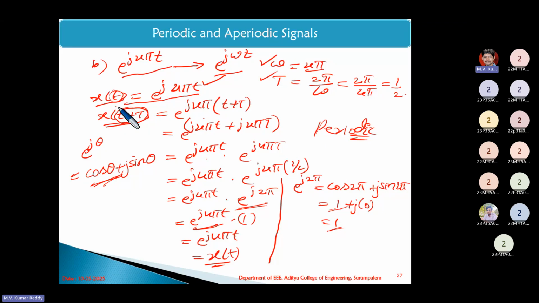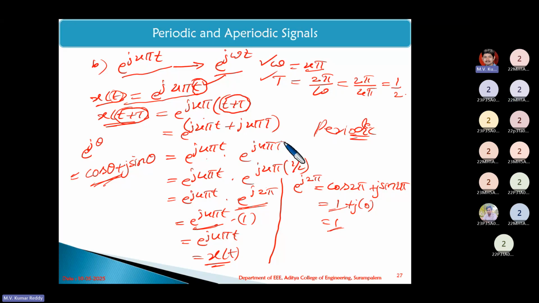Next, what is the condition? x of t should be equal to x of t plus T. So now we have to find x of t plus T. In place of t, put t plus capital T. Now e power j 4 pi t plus capital T. This is multiplication, this is plus. It can be converted into multiplication, that is e power j 4 pi t into e power j 4 pi capital T.